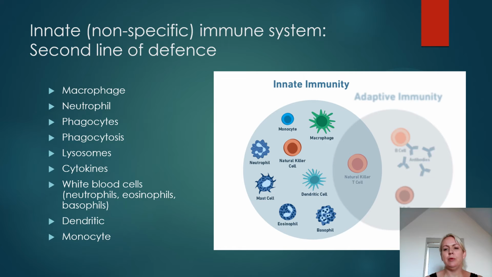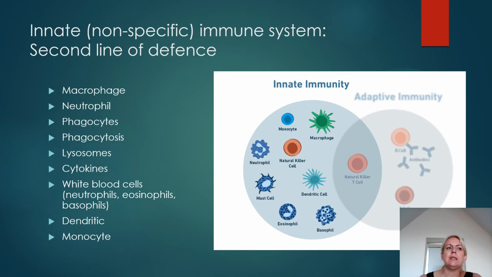The innate immune system activates once a pathogen has passed the physical barriers. This defence consists of many different types of cells which I've listed on the slide. These cells are called phagocytes. They recognise any foreign invaders that enter the system and destroy them using a process called phagocytosis.